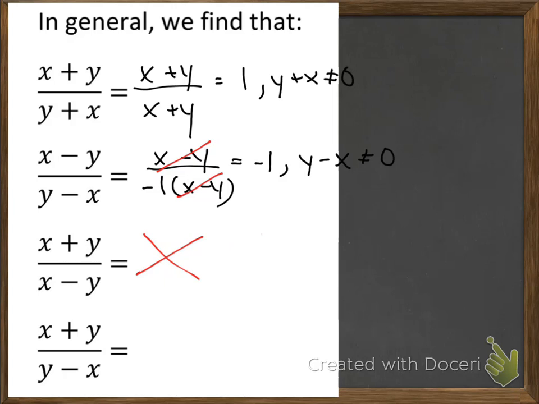And same thing with this bottom one here. You could write it as x plus y divided by negative 1 times x minus y, right? But again, then you're back to x plus y divided by x minus y, and we already said there's nothing you can do here. So these first two are the only ones that can either simplify to positive 1 or negative 1.